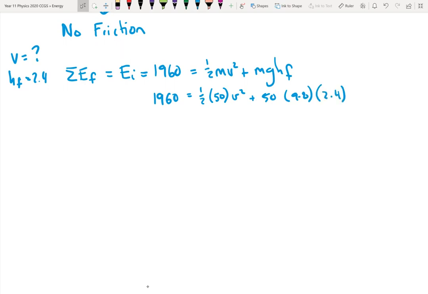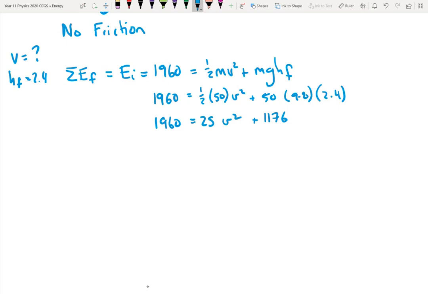Convention? No, not with energy because it's scalar. There's no direction. So let me just tidy this up. Would somebody mind telling me what his potential energy is? Oh, no, it's 1176. So 1960 equals 25v squared plus 1176.